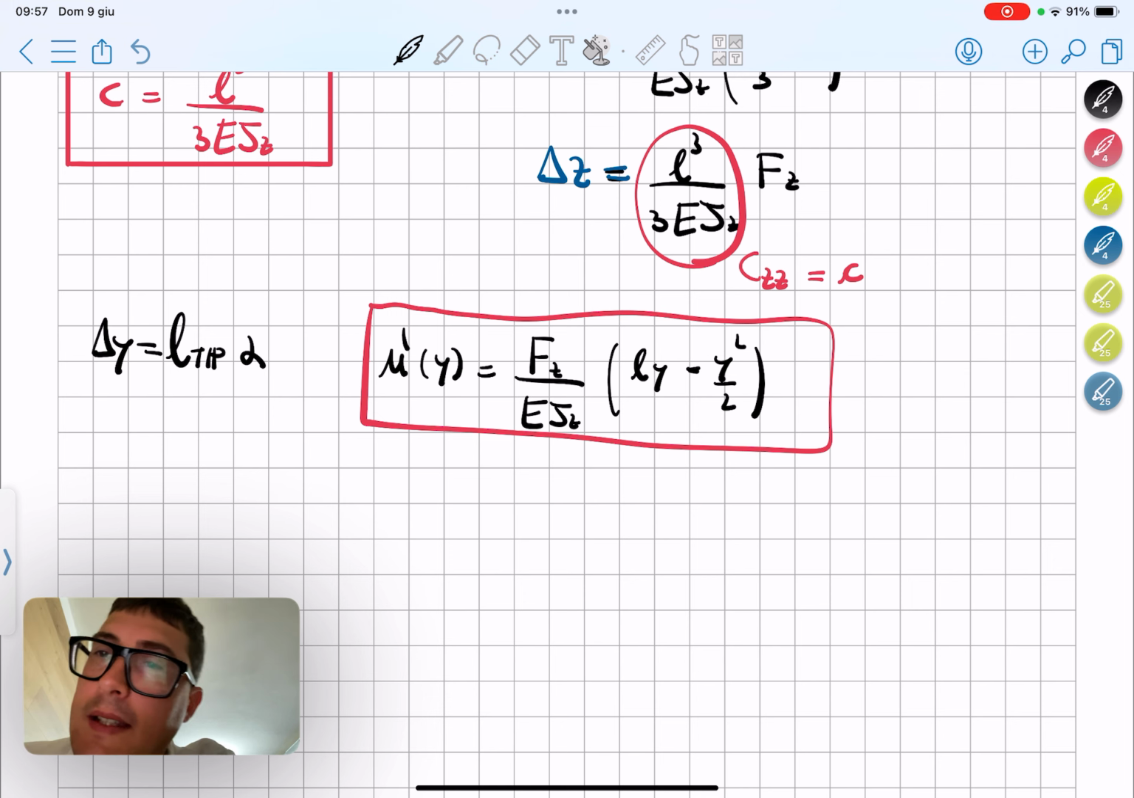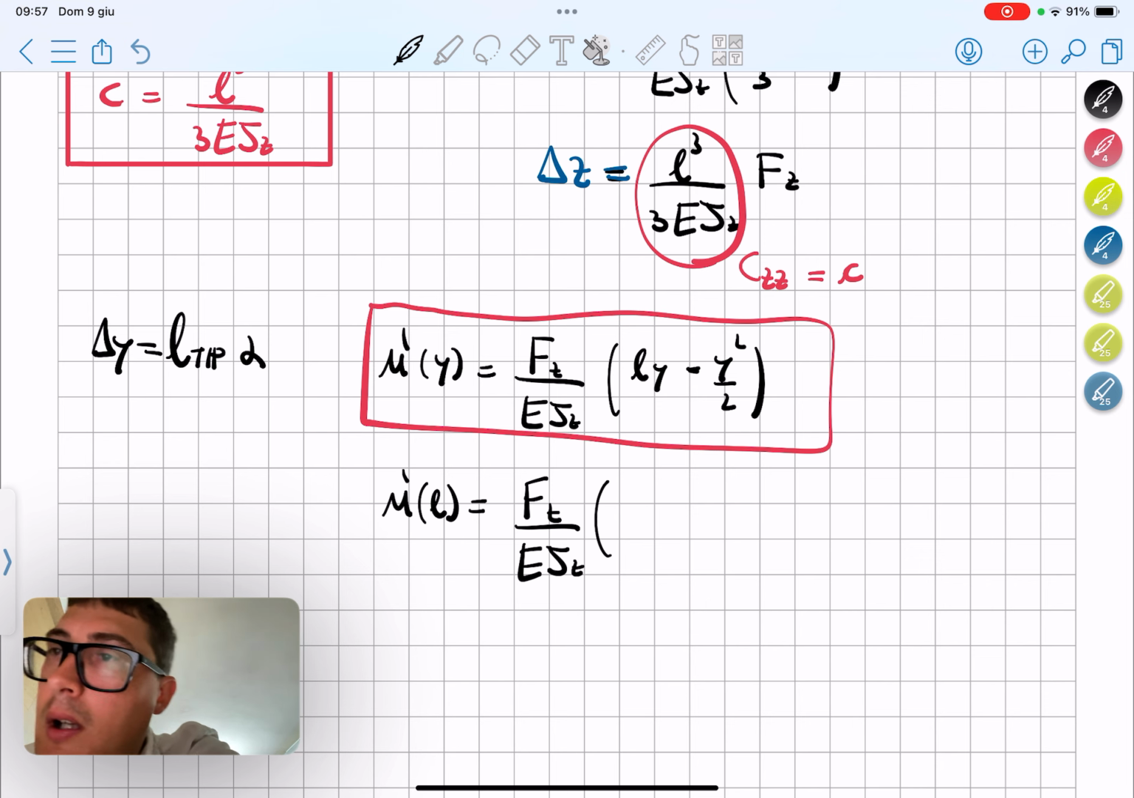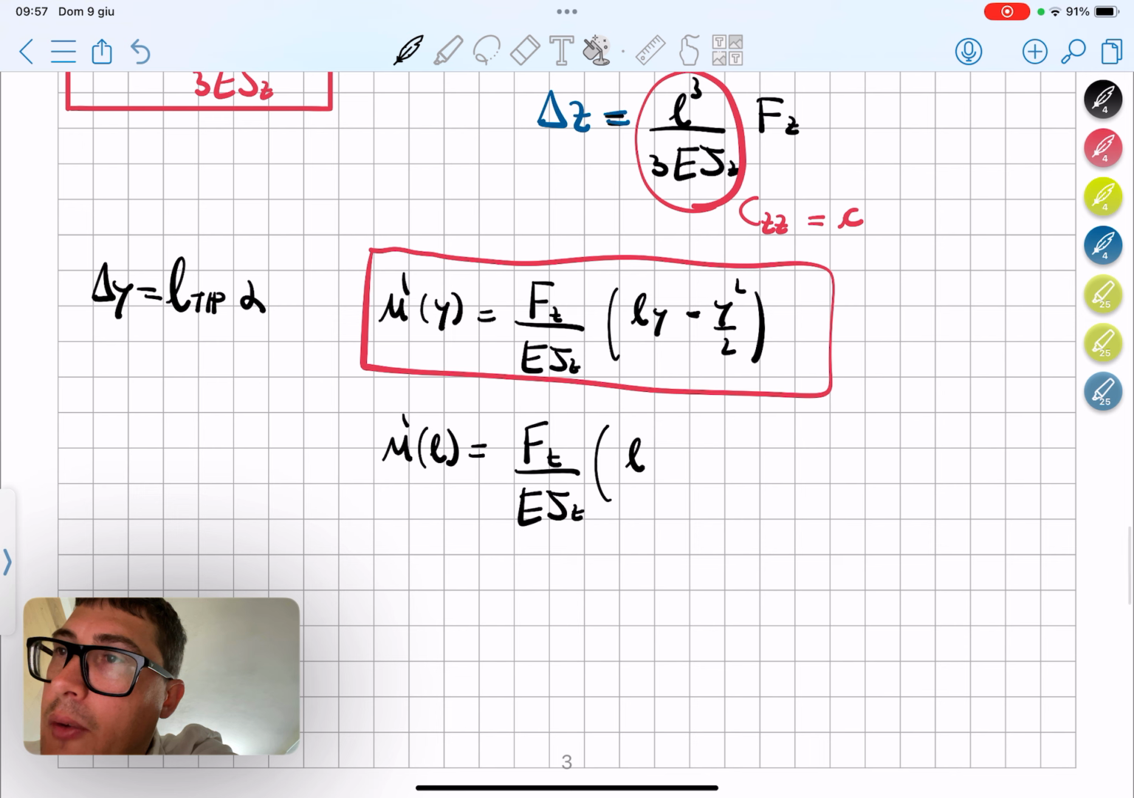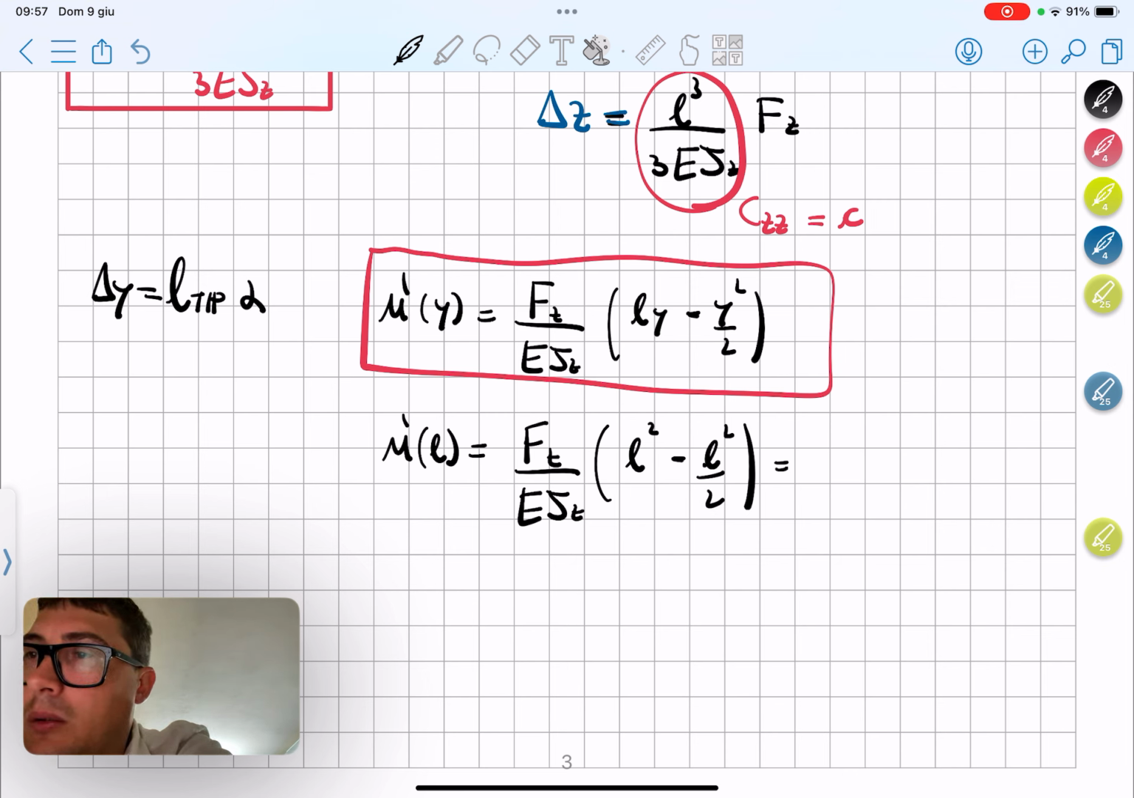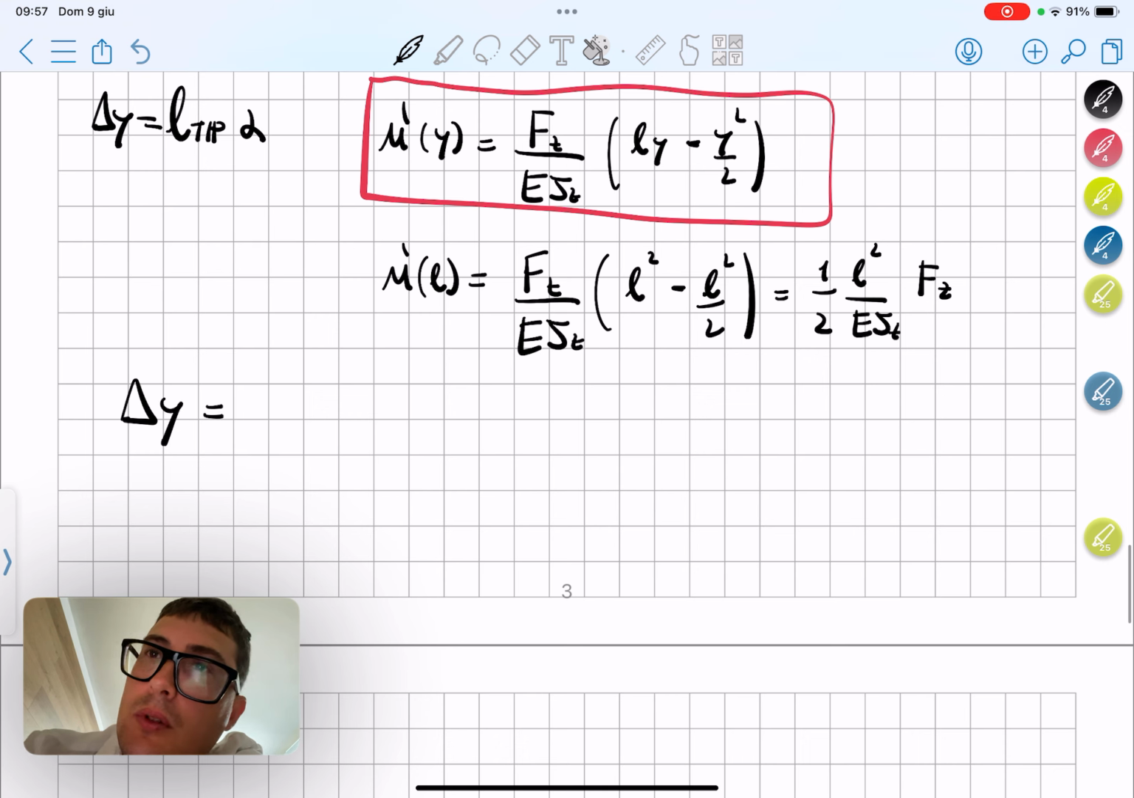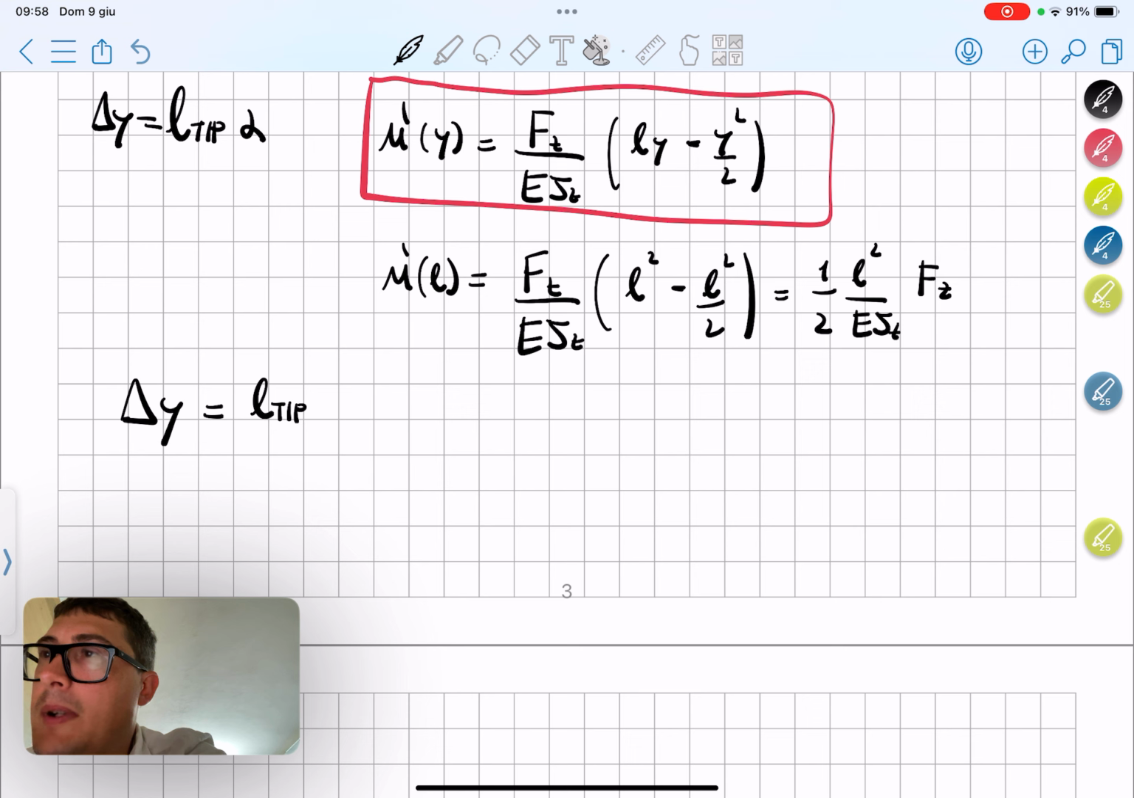Okay, and we specialize it into y equal to L, so u prime of L, and this is f of z divided by EJz, L squared minus, let's say, L squared divided by 2. So it's 1/2 L squared divided by EJz f of z. Okay, we insert this into the delta y. Delta y is equal to L tip, which multiplies this alpha, but alpha is this one.